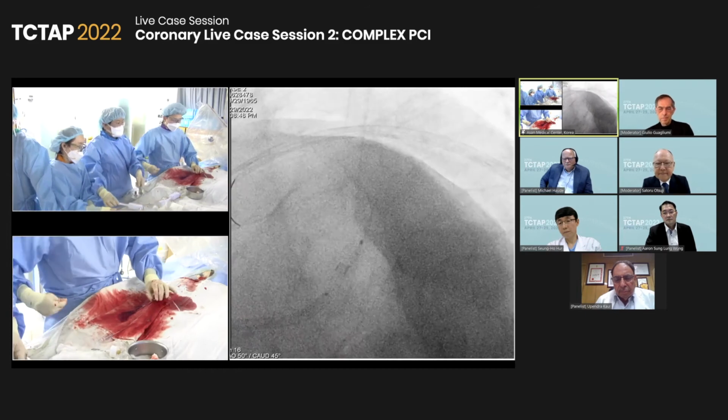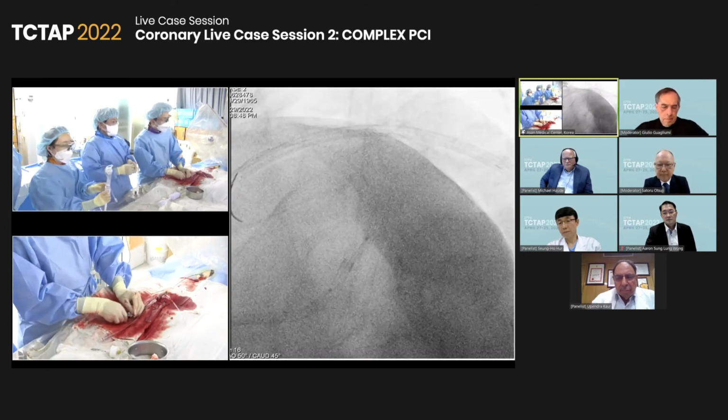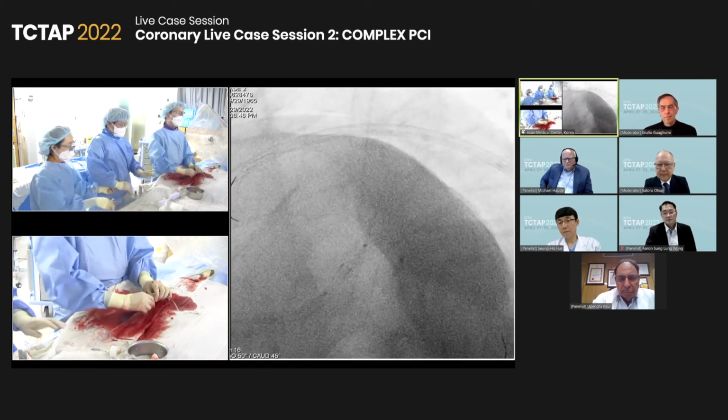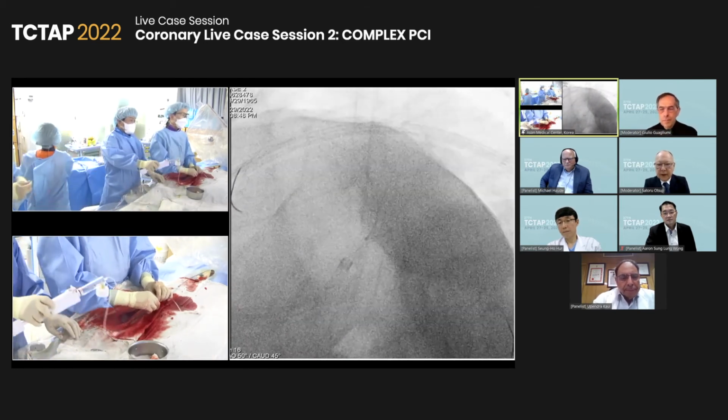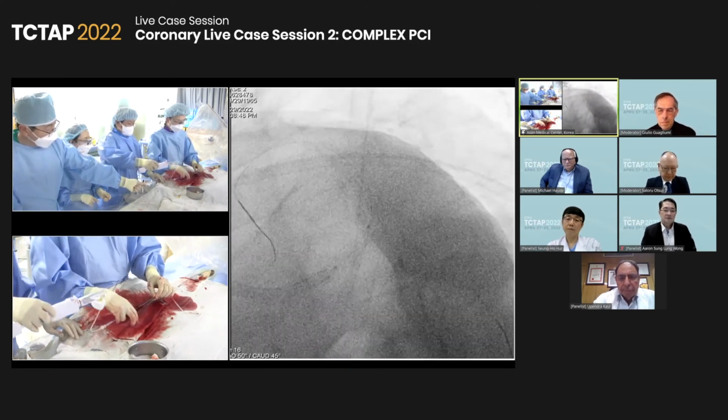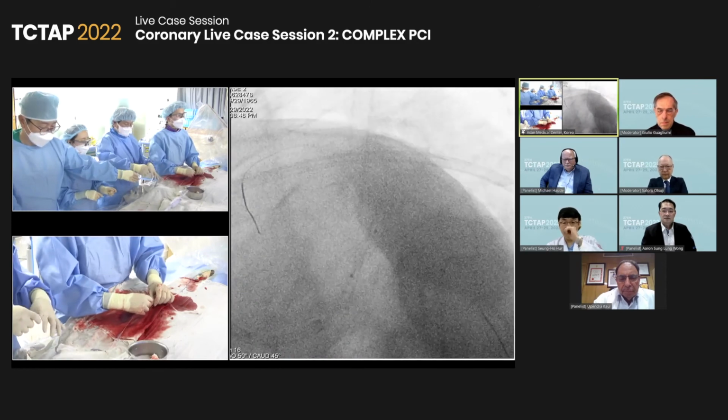So yes, this is 2.0 compliant that finally succeeded to cross and inflate the ostium, and we'll apply NC for the final kissing balloon.